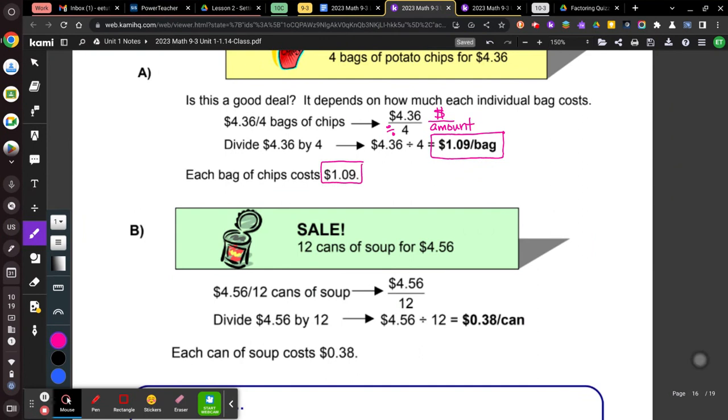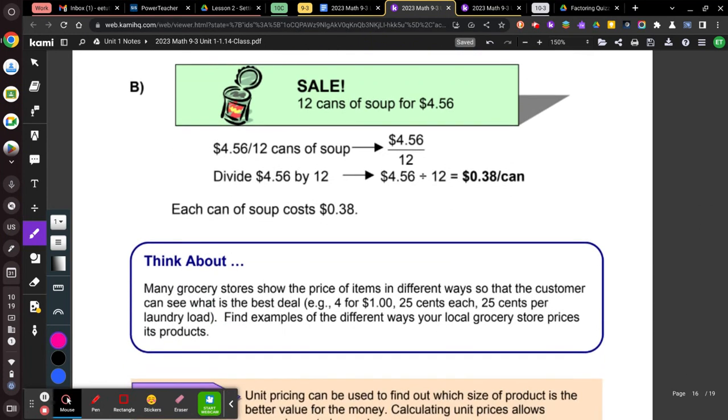All right. B, we've got cans of soup. We have 12 of them on sale for $4.56. So again, we put the money on top of amount. Okay, and we divide them, and that tells you how much for 1 can. We're going to get 38 cents.